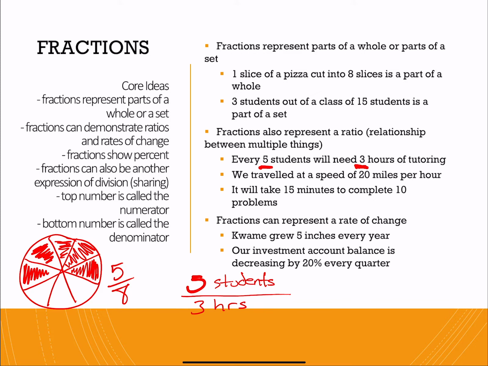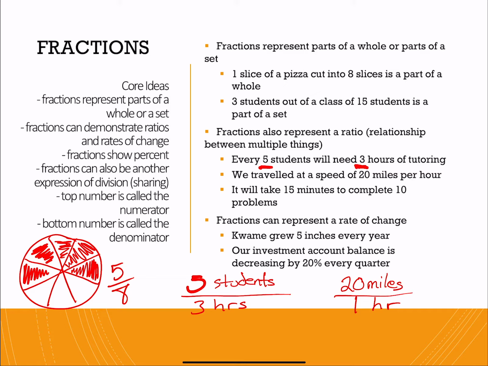Or we traveled at a speed of 20 miles per hour. With speed, it's the relationship between distance and time. It's how much distance you travel in a certain amount of time. So 20 miles per hour is saying that you travel 20 miles in how much time? In 1 hour. Or it will take 15 minutes to complete 10 problems, which is basically saying 15 minutes goes with 10 problems.